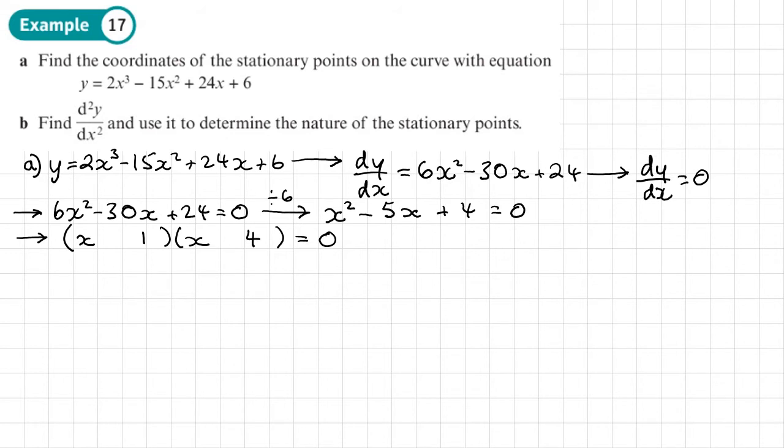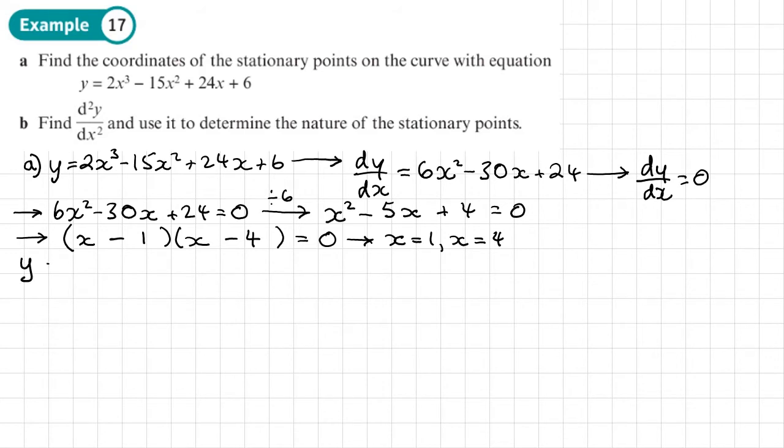And they both need to be negative. Okay, so this gives us the roots, the actual x values, as x equals 1 and x equals 4. So these are the x coordinates where the stationary points are. We now need to find the y coordinates.